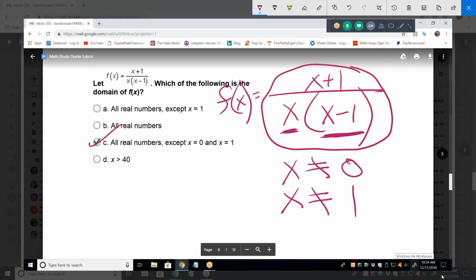Which means that's why that's the right answer. It's all real numbers, fractions, positive, negative numbers, but not 0 and not 1.